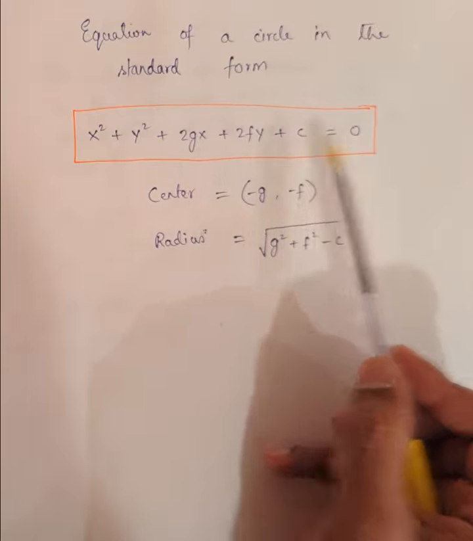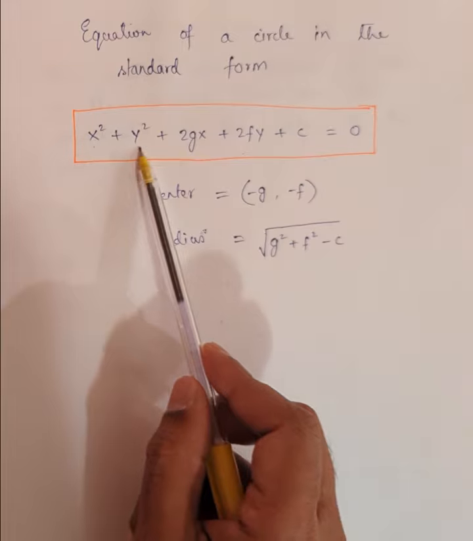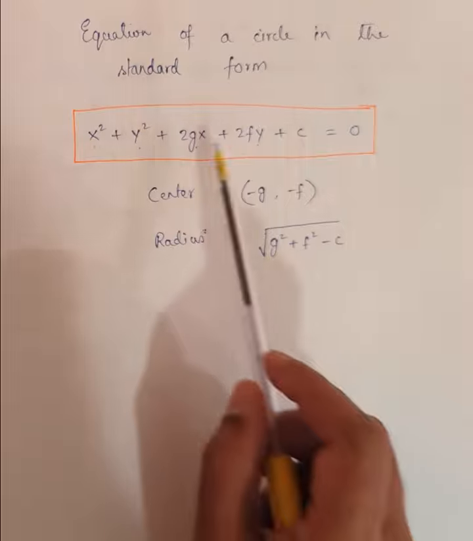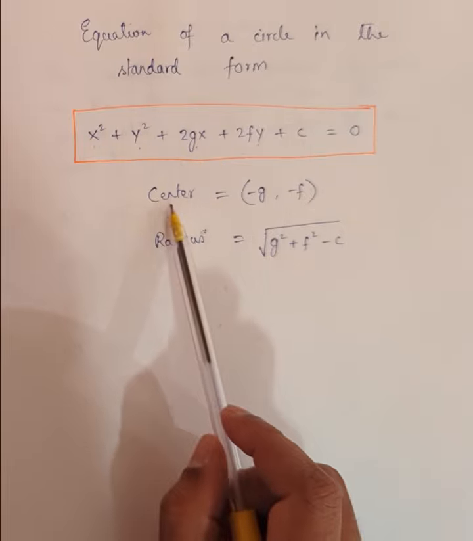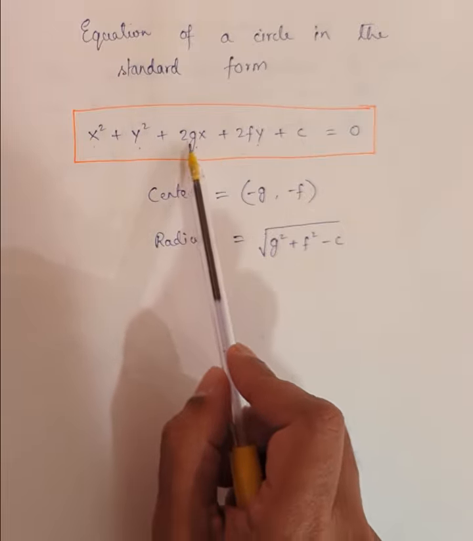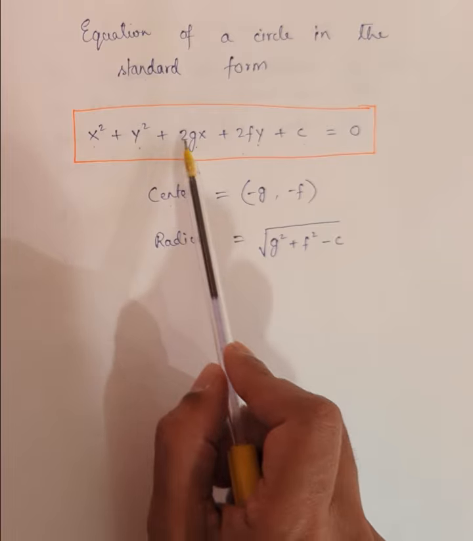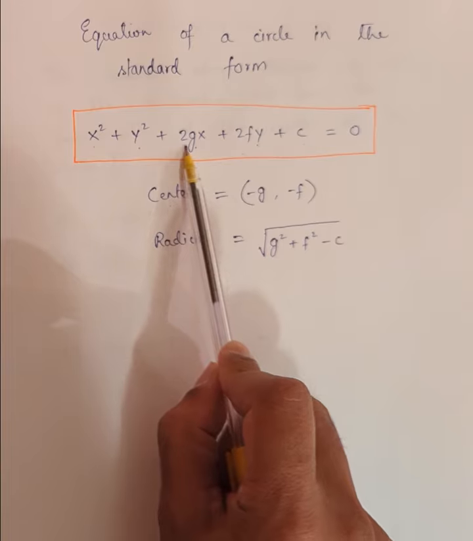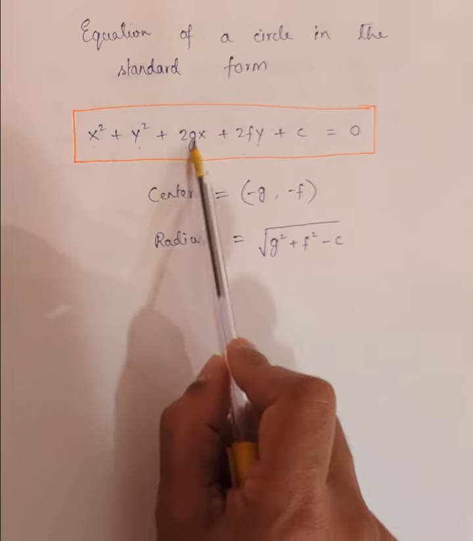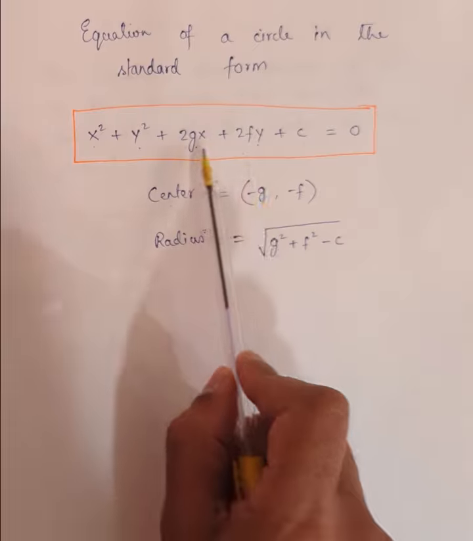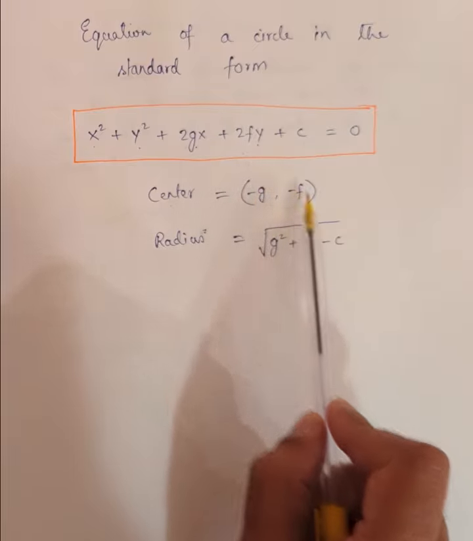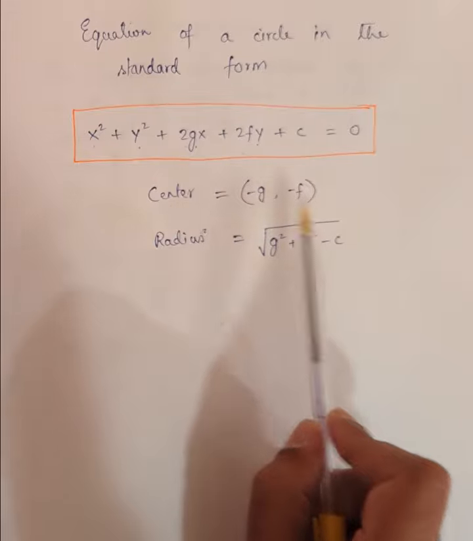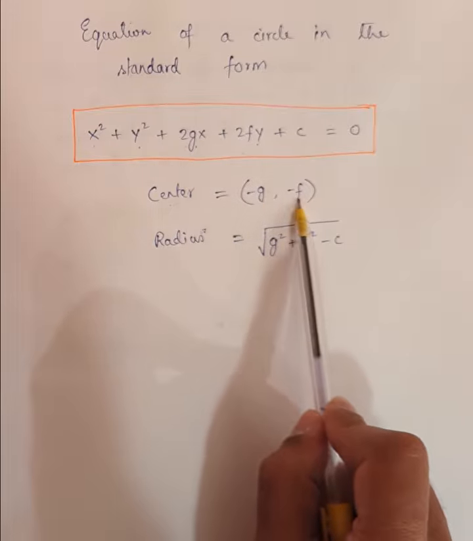And then you have a constant term. So you have x square plus y square, and then some x term, some y term, and then a constant term. So when you're given this form, then the center is simply this. You want to take the opposite because it's negative g, so opposite and also half of that. That's why I'm calling it 2g. And similarly, you take opposite half of the y coefficient. Opposite half of x, opposite half of y.